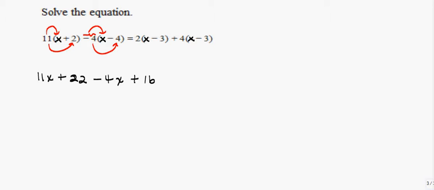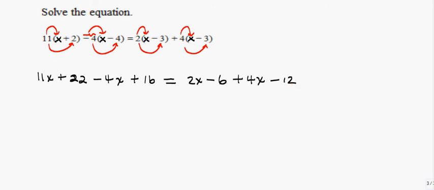Now we do the same thing to the right side. We take 2 and distribute it through the parentheses. Gives us 2 times x is 2x. 2 times negative 3 is negative 6. And finally, take the 4, carry it through the parentheses, which gives us 4 times x. Positive 4 times positive x is positive 4x. Positive 4 times negative 3 is negative 12.